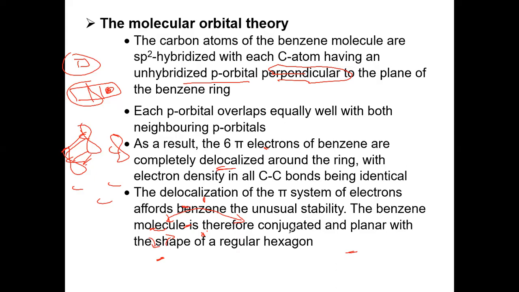Now, the benzene molecule is therefore conjugated. Conjugated means it is completely connected, right? And that is because of the overlap of the orbitals and the subsequent delocalization. Now we are saying it's planar. If we say it's planar, it means it is flat.